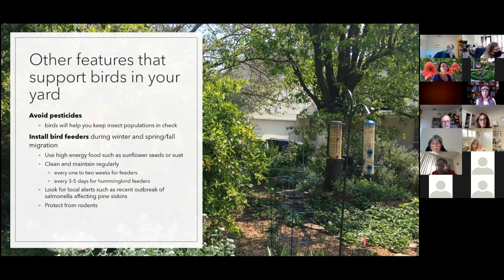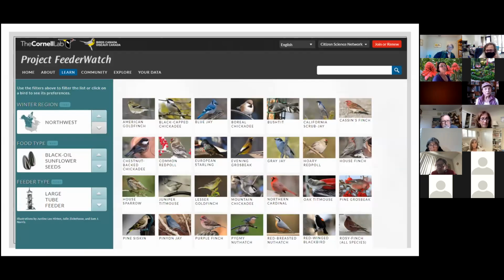And then you do want to look for local alerts like this last winter, there was an alert from Yolo Audubon that there was an outbreak of salmonella affecting some of those birds. So they actually asked everybody to take their feeders down for a while. So just want to be aware of that. And then also you want to protect them from rodents. So this long stalk that our birds are hanging on is so that rats or other rodents can't climb up this and come and clean this out instead of your birds. Here's another fun online tool if you want to attract more wildlife.